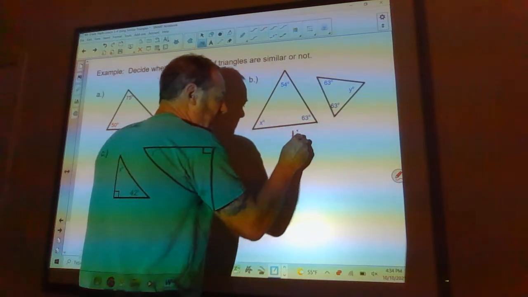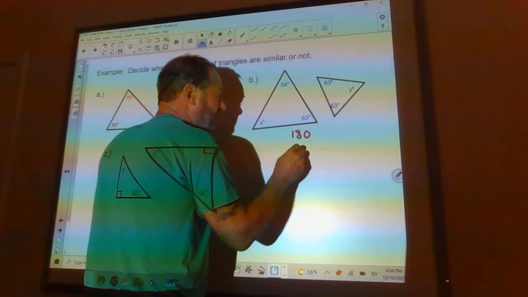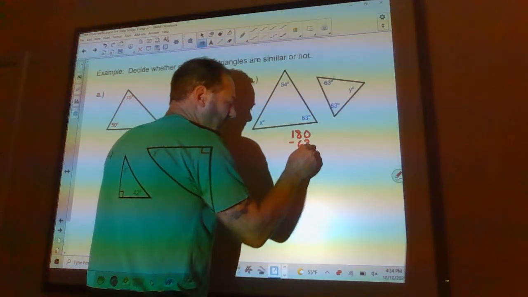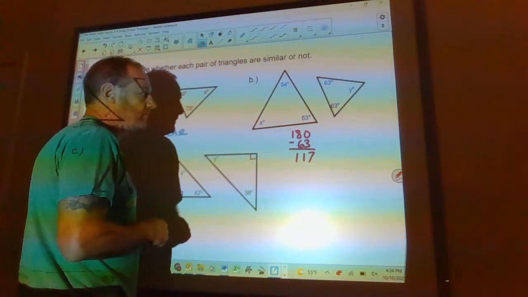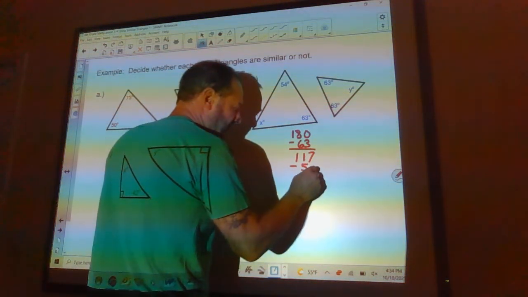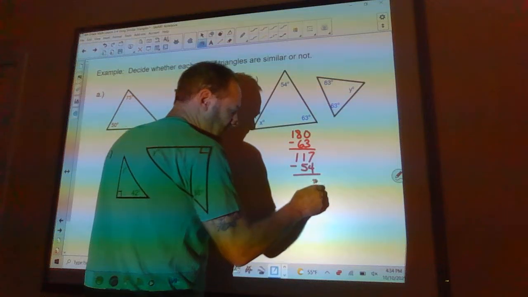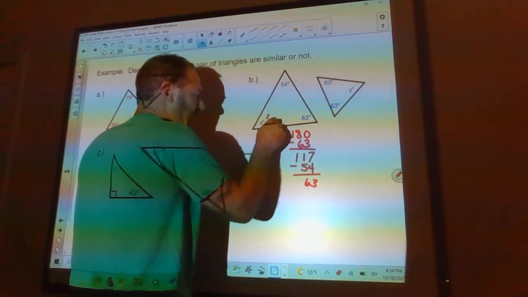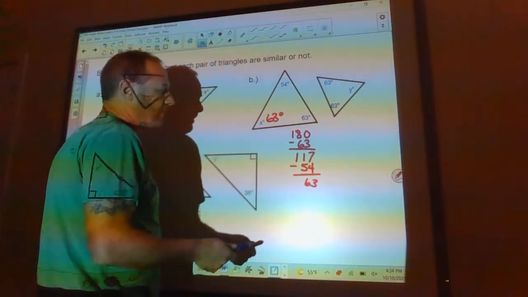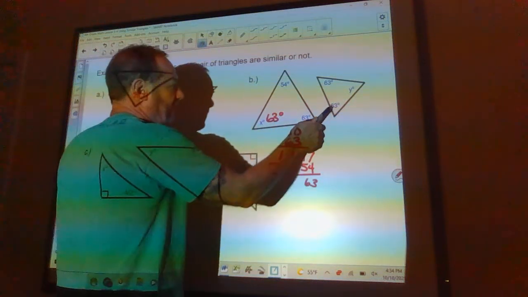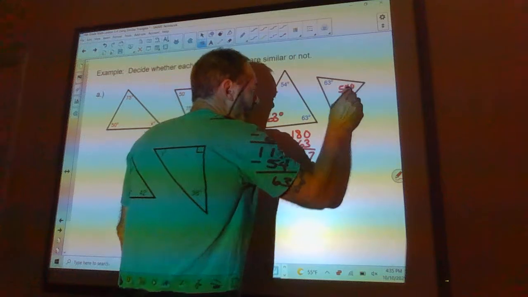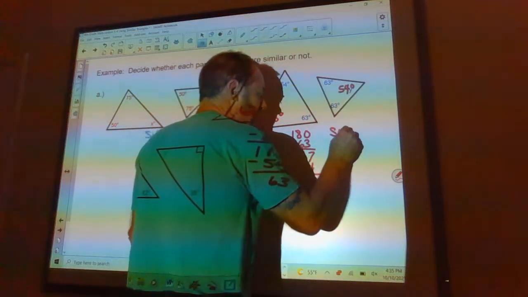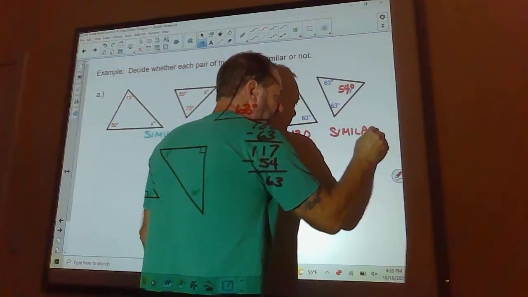So if I take 180 and I subtract 63, that leaves 117. And I take away 54, that's 63 degrees. So this angle would have to be 63 degrees. Well, this has two 63-degree angles, this has two 63-degree angles. That means this one has to be 54. So again, these must be similar because all the angles were the same.